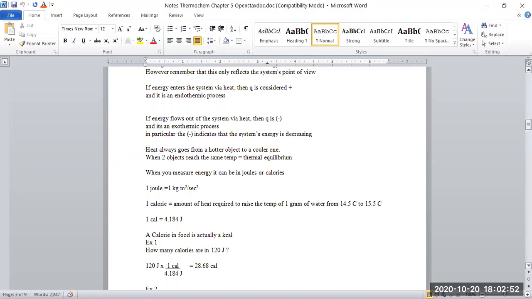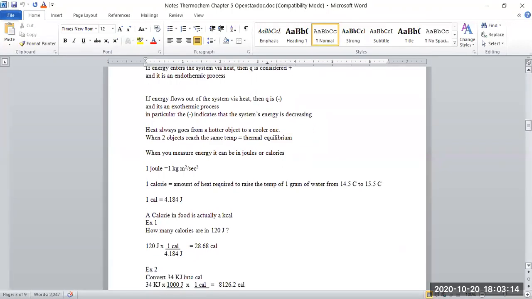So 1 joule represents accelerating 1 kilogram that was already traveling at 1 meter per second, so that it then accelerates 1 meter per second. This is why it's squared and squared.